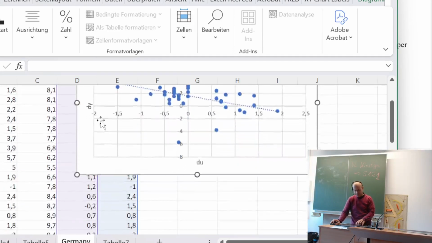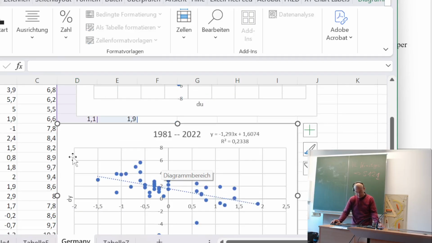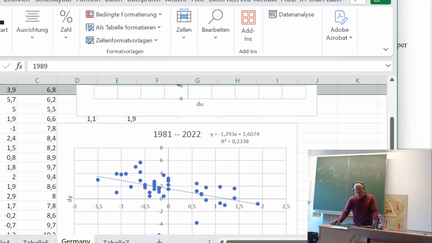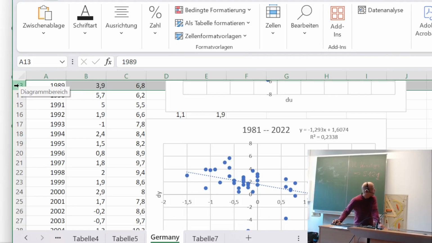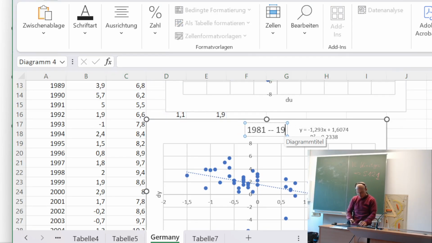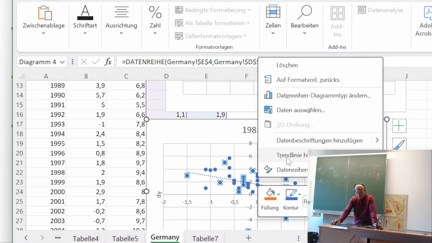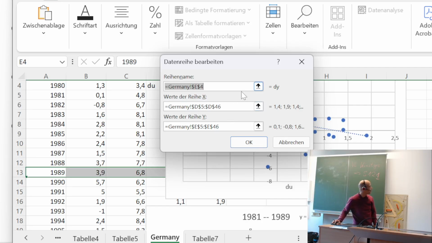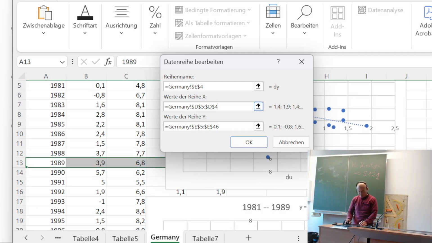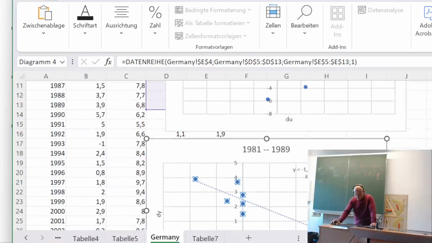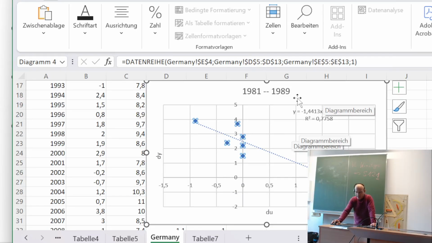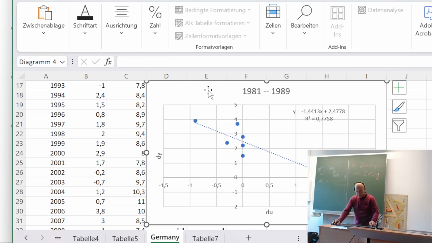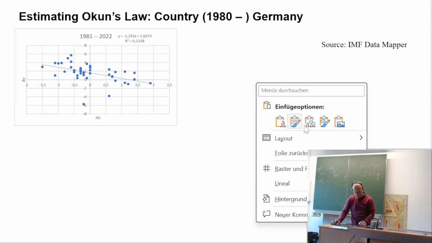This you can easily do. You just copy your diagram, and 1989 is here. This you don't see, sorry, there is line number 13. So if we do this as 1989, then we click in, change the data, and then change the 46 into 13. So, and then you are directly done and you have the time period until reunification. Let's put this also in here.